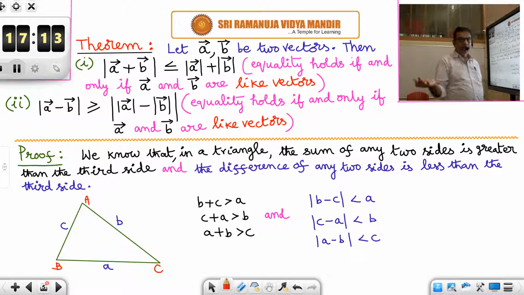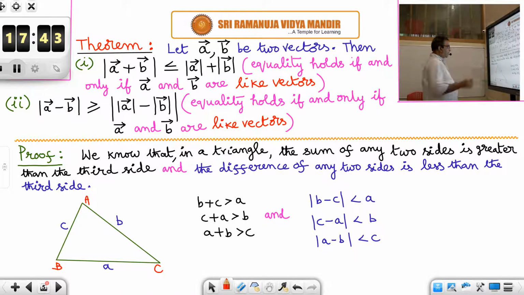One may be small, other may be big. If they are in the same direction, they are called like vectors. If they are in opposite directions, they are called unlike vectors. Like vectors, unlike vectors, together they are called collinear vectors or parallel vectors. See, in vectors there is no difference between collinear and parallel, because any vector can be transferred parallel to its initial position to any place.